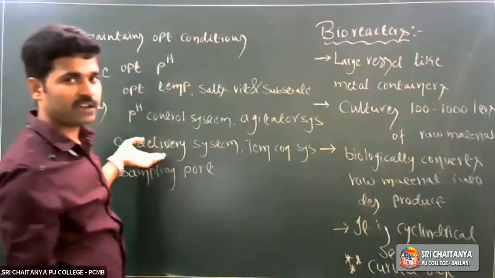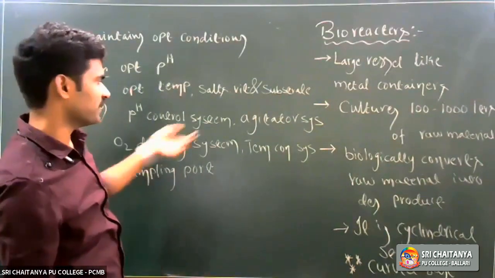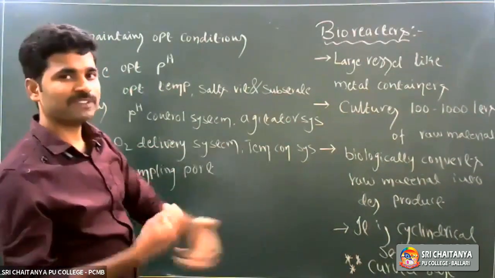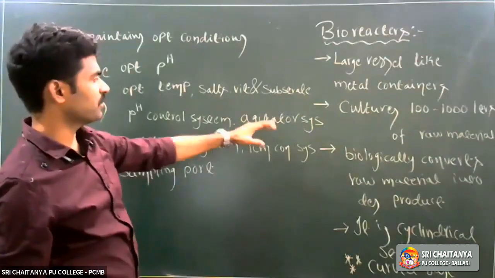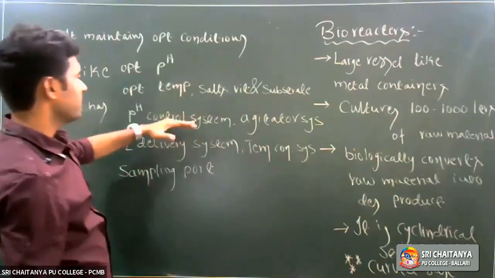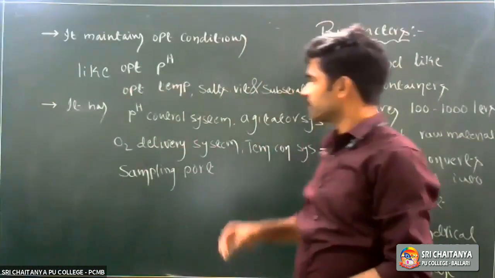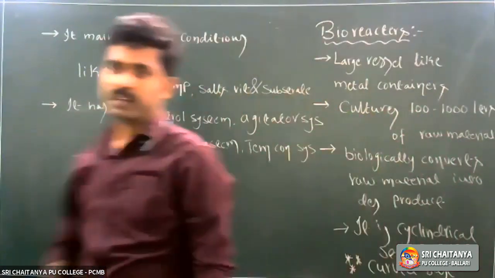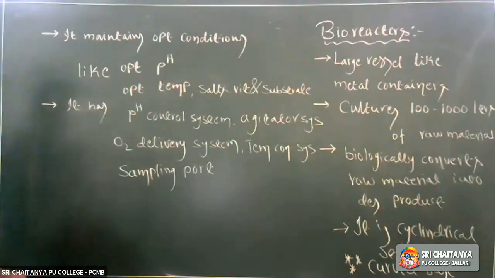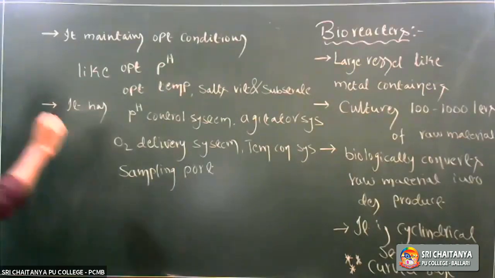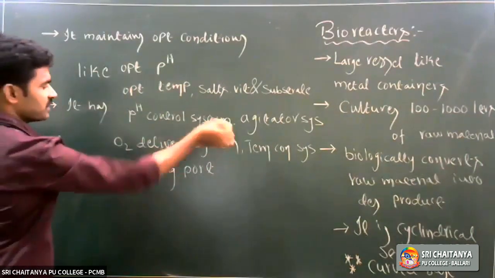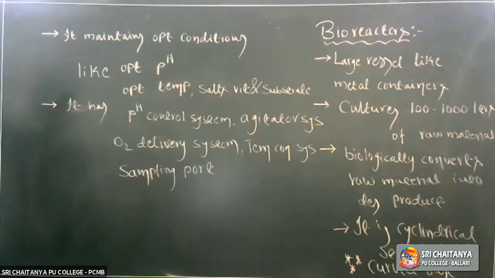Oxygen is essential for the aerobic bacteria for binary fission. For the mixing of reactor contents properly, it has an agitator system, and a pH control system as usual, because bacterial replication or amplification requires optimum pH also, right? So it maintains optimum conditions like optimum pH, optimum temperature, salts, vitamins, and substrate. And it has a pH control system, agitator system, oxygen delivery system, temperature control system, and sampling port.